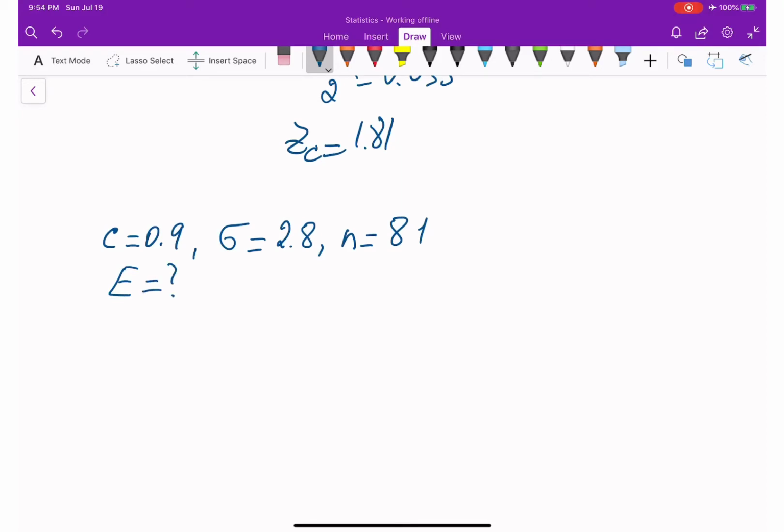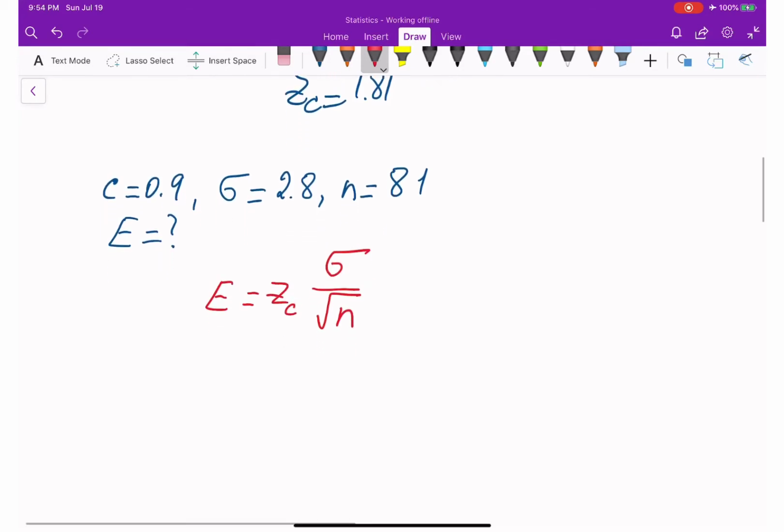When we solve a problem, we always start from the end. So if we need to find the margin of error, first let's see what the formula is. Margin of error is equal to Z critical times sigma over square root of n, right? So what do we have? We have sigma, we have n. All we need to find out is Z critical, and we already know how to find Z critical, correct?